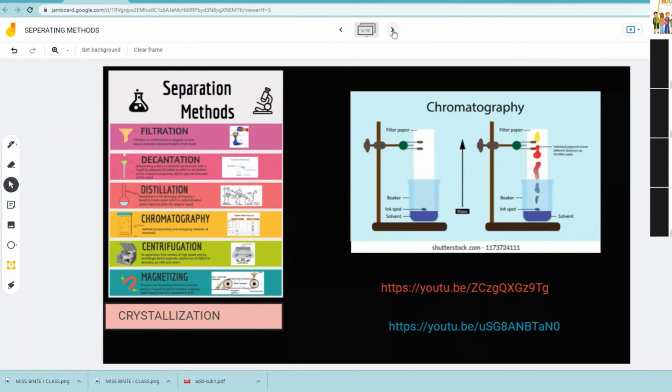Okay, Fatima, any idea about chromatography? To separate different colors. Exactly, put in different colors, okay? We put a marker there and different colors are separated, correct? This is called chromatography.